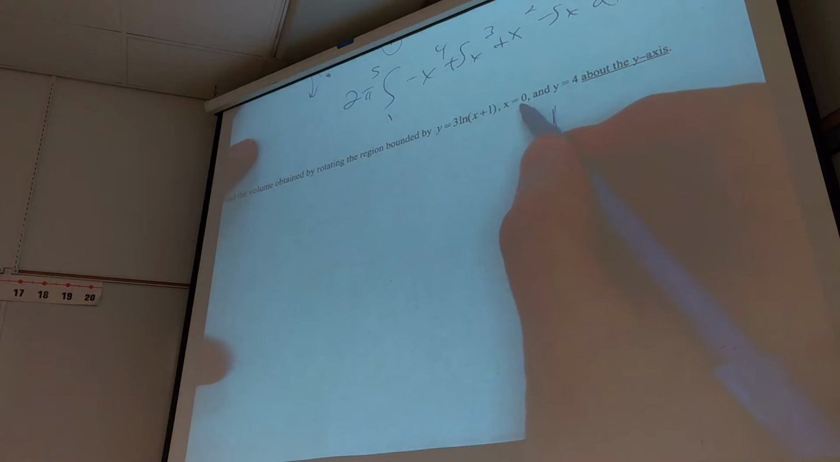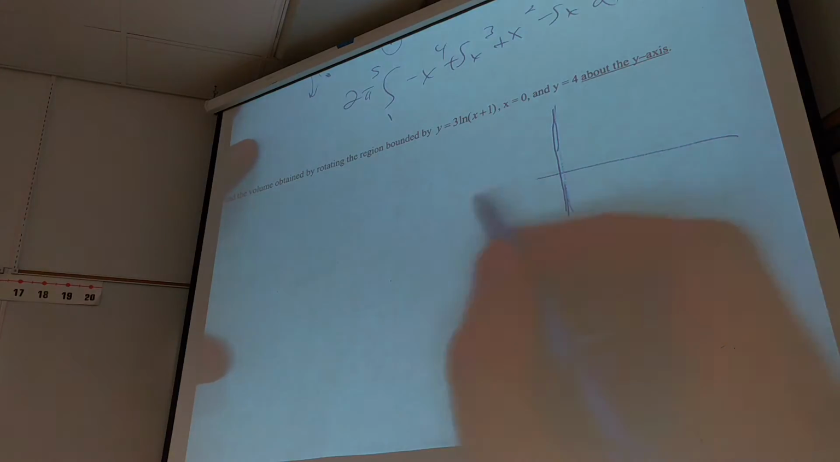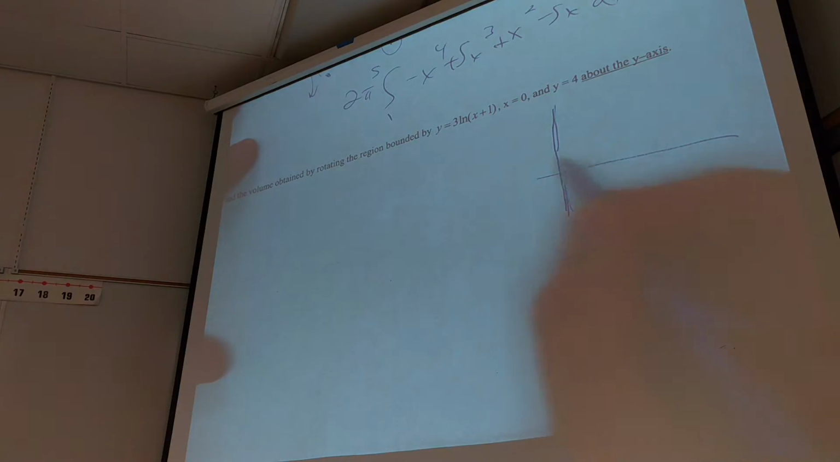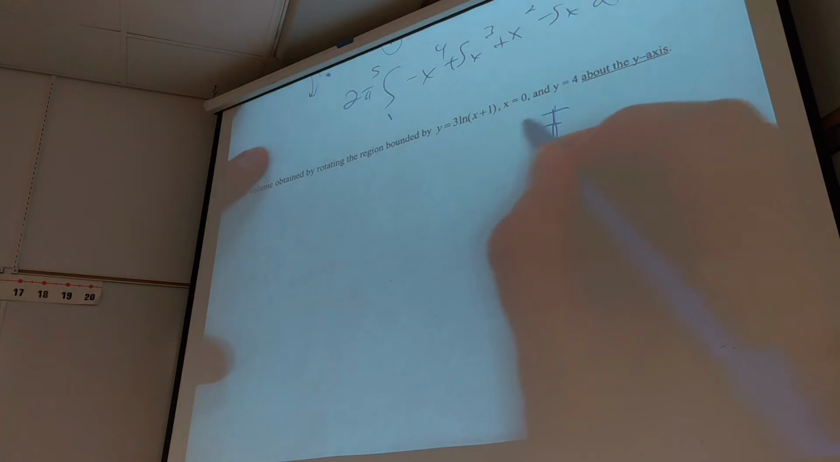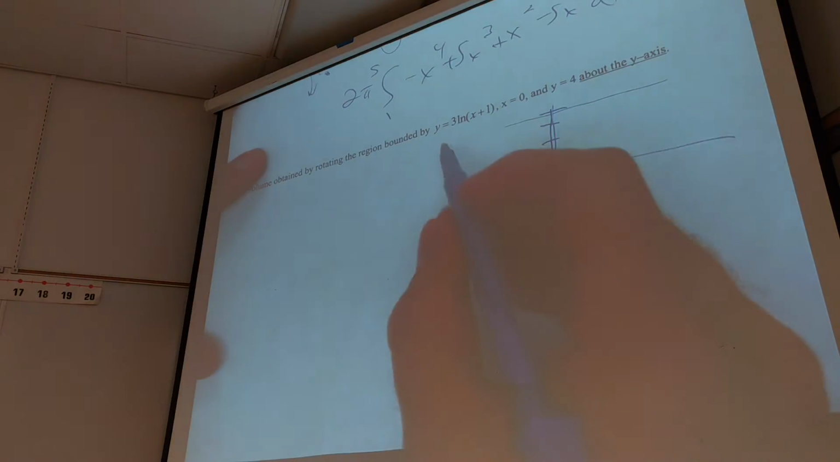X equals 0 is what now? The y-axis. I like it. Y equals 4. Good guess, so that's one boundary of it there. So it's between those two. And then I want this guy.